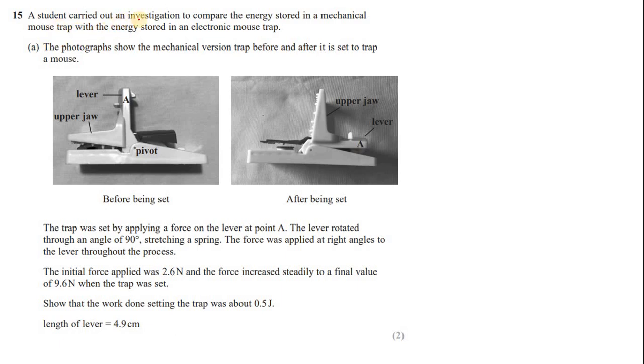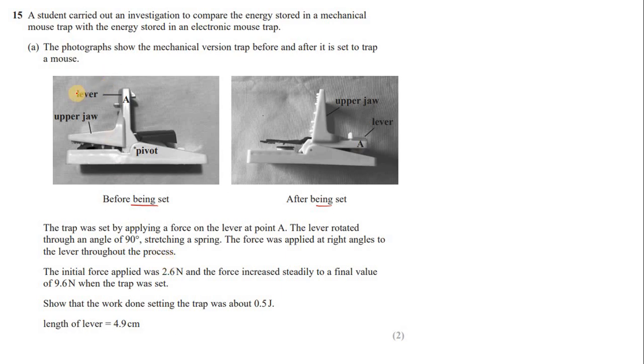Question number 15. A student carried out an investigation to compare the energy stored in a mechanical mousetrap with the energy stored in an electronic mousetrap. The photograph shows the mechanical trap before and after it is set to trap a mouse. The trap was set by applying a force on the lever at a point A. The lever rotated through an angle of 90 degrees, stretching a spring. The force was applied at right angles to the lever throughout the process.